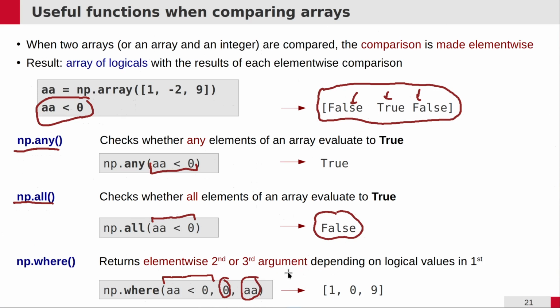So basically this line tells me: every element which is smaller than 0, please replace it with 0, otherwise leave it as it was. If you compare this, the -2 was the only element which was smaller than 0. It was replaced by 0, and all the other elements kept their original value.